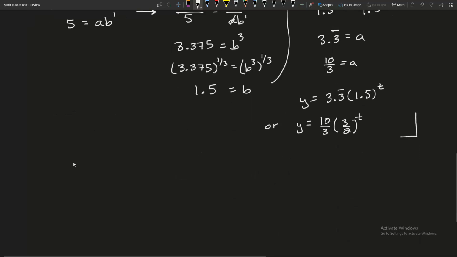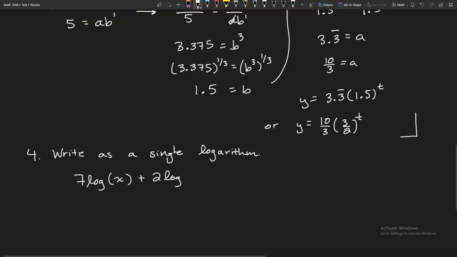Okay, so we've got one where we've got some log properties. So let's say write as a single logarithm. You could also talk about expanding. Either way, your log properties can be used to either condense them or expand them, so long as their bases match. So let's say we have 7 common log of x plus 2 times common log of y minus, let's say, 3 log of z.